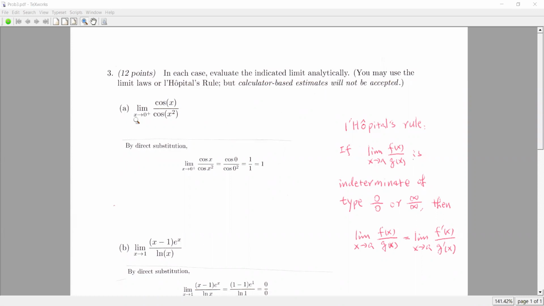Part A, find this limit where x approaches 0 from the right side. To find the limit, I plug in 0 for x. Then the limit is this number. Cosine of 0 is 1. So this number is 1 over 1. It is 1. So this limit is 1.